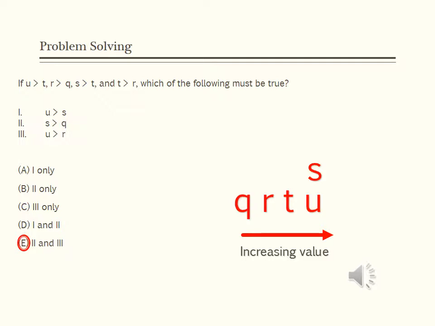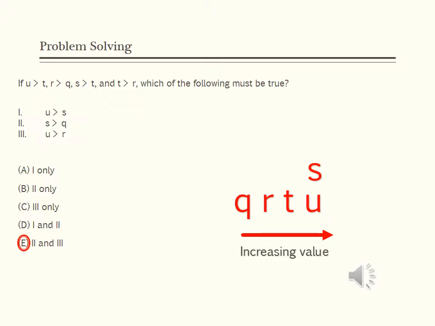Below is an example of problem solving. This question states, if U is greater than T, R is greater than Q, S is greater than T, and T is greater than R, which of the following statements must be true? Option 1 is U is greater than S. Option 2, S is greater than Q. And option 3, U is greater than R.